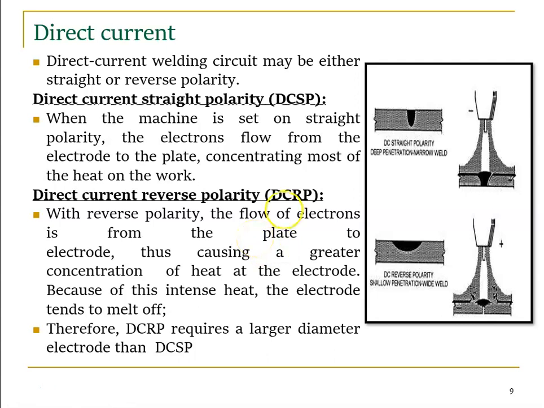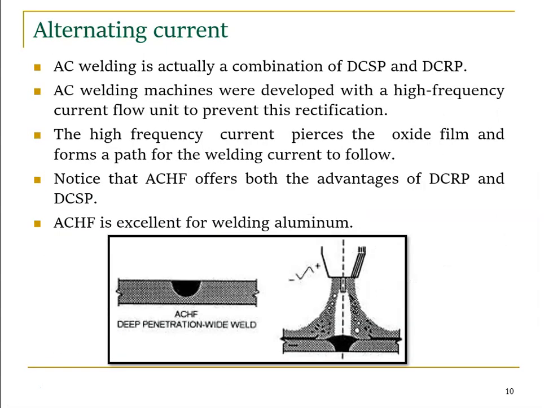For this reason, DCRP, direct current reverse polarity, generally uses a larger diameter electrode cable. It requires a larger diameter electrode than DCSP. So this is direct current straight polarity and direct current reverse polarity. Okay, so alternating current is another electric source. AC welding is actually a combination of DCSP and DCRP.